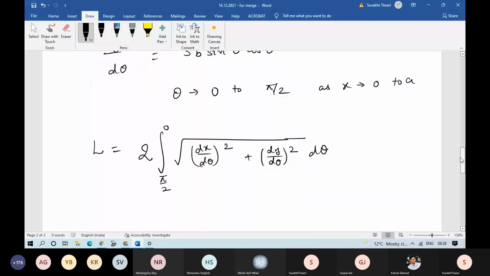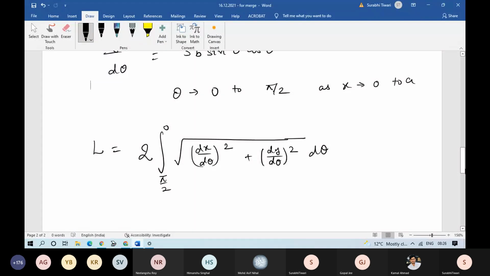In the last, if we get a minus then we will make it plus. Ma'am, this is symmetric about y-axis. Yes, this is symmetric about y-axis. That is why we found the arc length of one arc and then we double it.